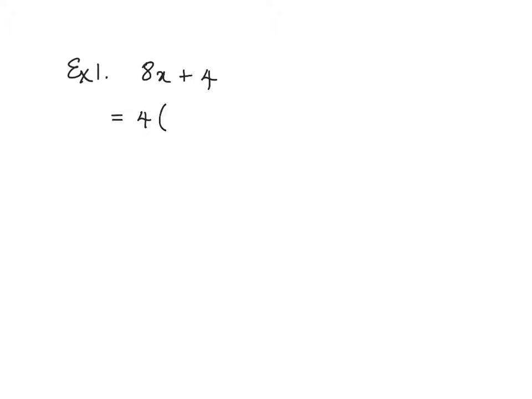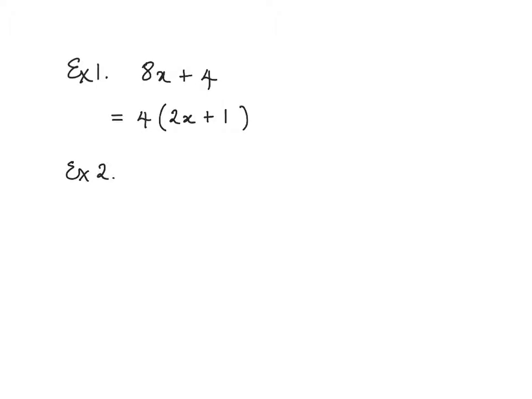4 times what? 4 times what gives me 8x? Well, that must be a 2x. And 4 times what gives me 4? Well, that must be a 1. And that is the expression factorised.